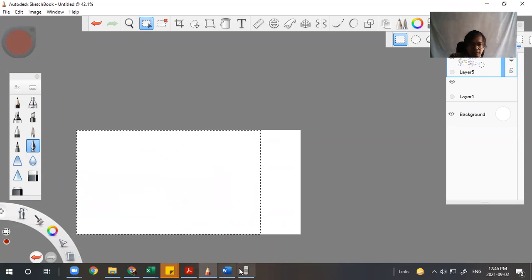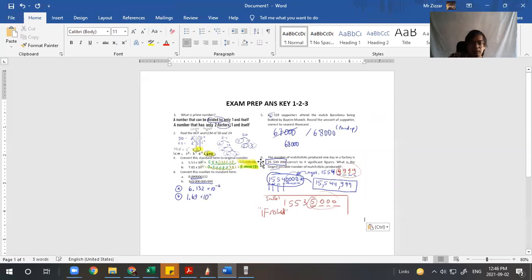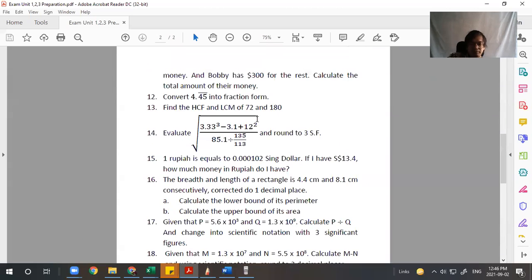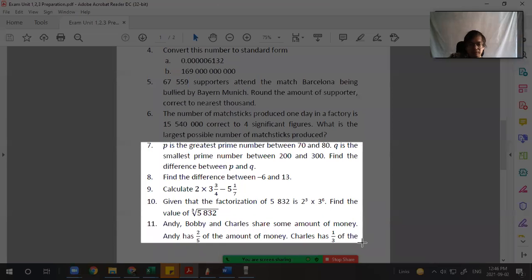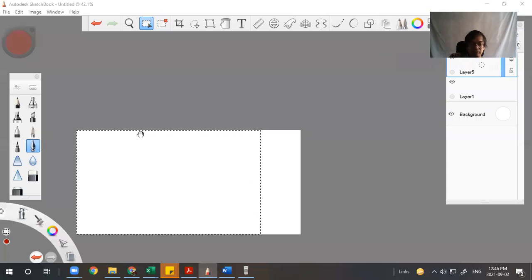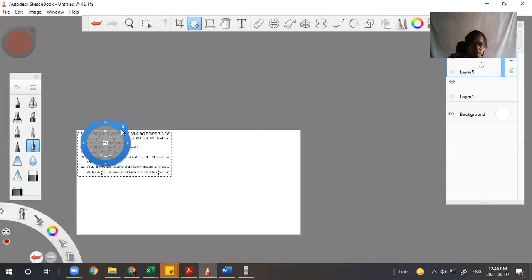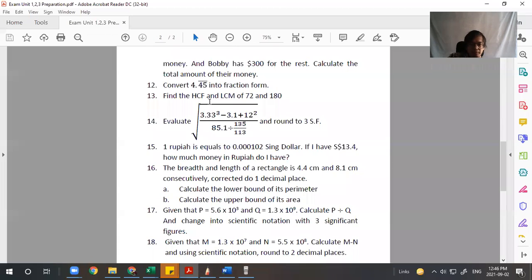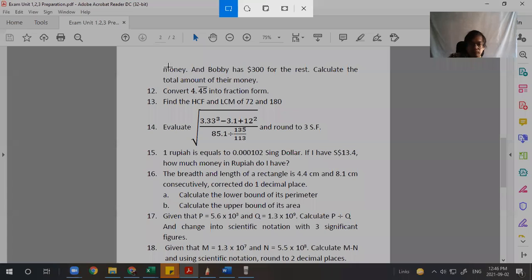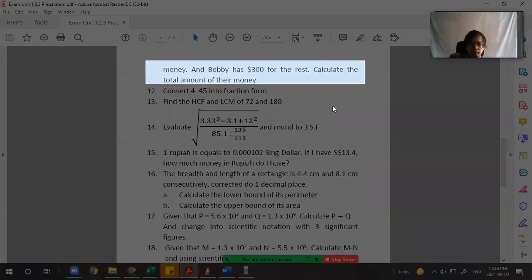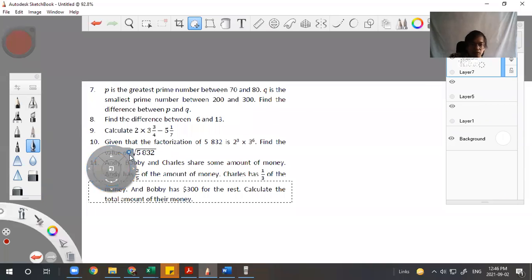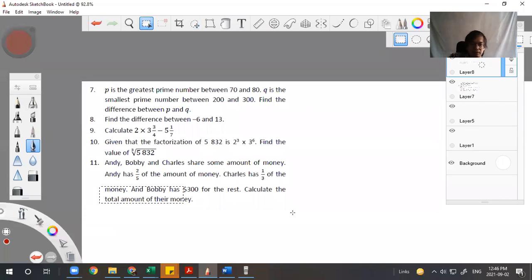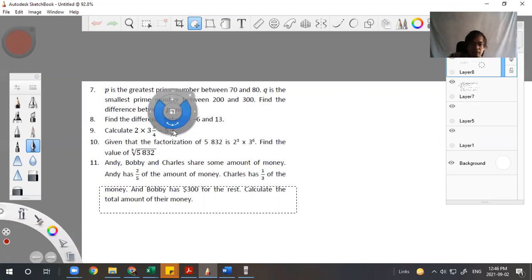Going to copy. Let me know whenever you have any question. 7, 8, 9, 10. I think 11 can be done also. Okay, now let's see. We almost done half of the question.